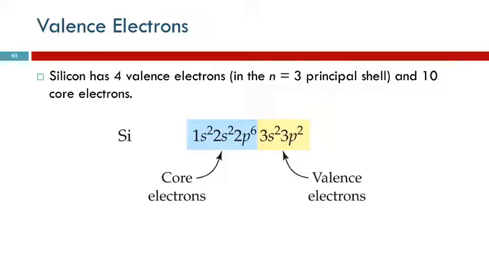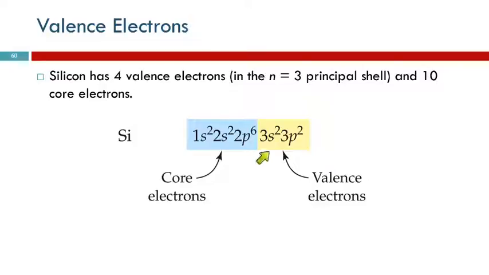If we look at electron configurations, we need to be able to identify which are the core electrons and which are the valence electrons. Here's the electron configuration for silicon. The valence electrons are the electrons in the third level, so it's the 3s electrons and the 3p electrons. 3 is the highest principal shell. In the hotel, 3 is the highest floor that has anybody staying there.